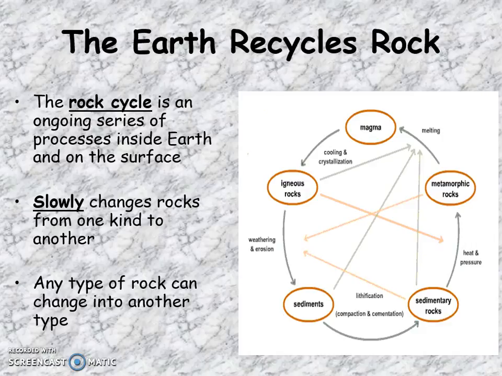The rock cycle is an ongoing series of processes inside the Earth and at the surface. It slowly changes rocks from one kind to another, as we said, and any one of those types of rocks can change into another type.